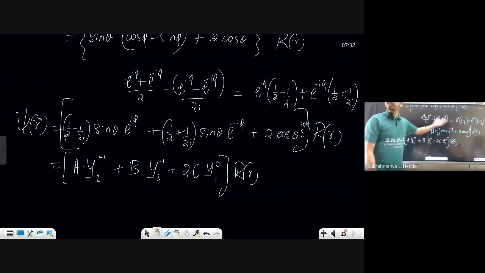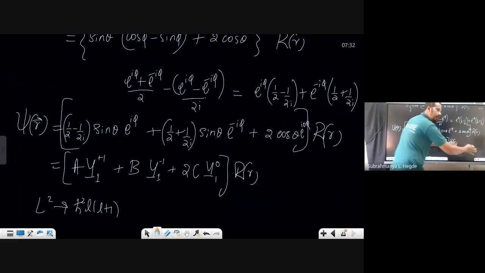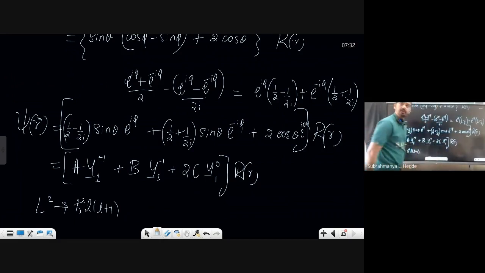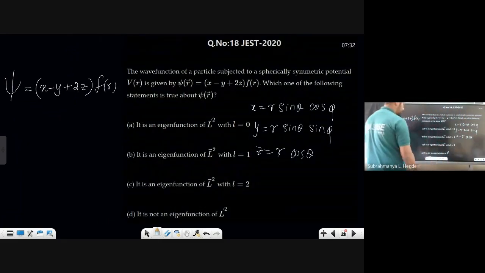That's why, if you operate L squared, what will come outside? ħ squared L into L plus 1, that is, ħ squared 1 into 1 plus 1. That can be taken outside, and you can write the eigenvalue equation. This is an eigenstate of L squared. These are a linear combination of eigenstates of L squared with the same eigenvalue. So it's an eigenstate of L squared with L equal to 1.